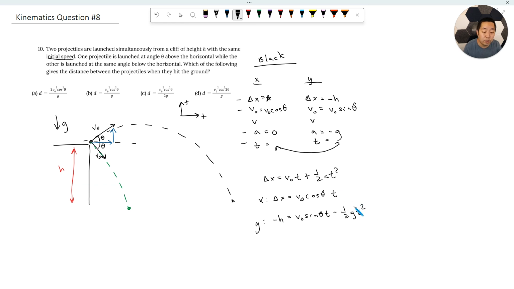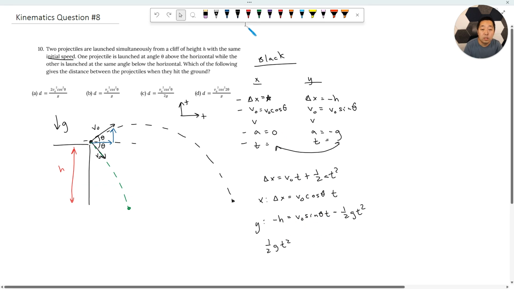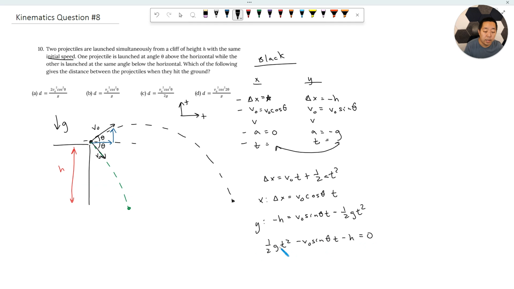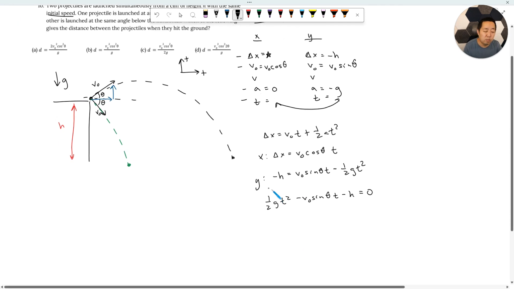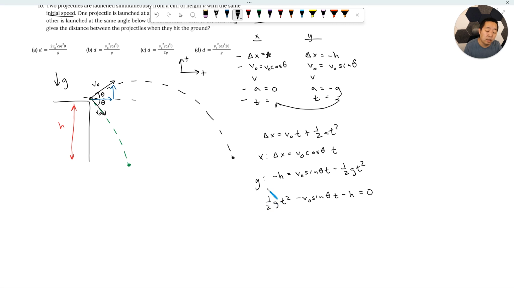So this is quadratic in t. The tricky thing about this one is we've got to use the quadratic formula to solve for t directly. So we're going to move this to this side, 1/2 g t squared, and then move that over here. Minus v0 sine theta t minus h is equal to 0. Okay, and then I'm going to multiply. What am I going to do? Well, we'll just leave it like that.